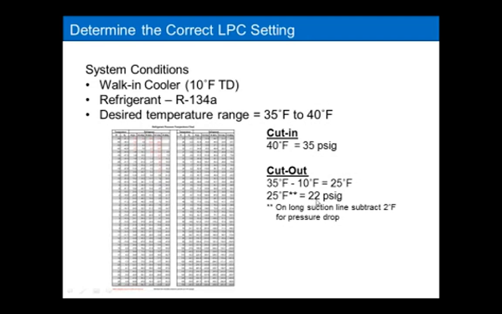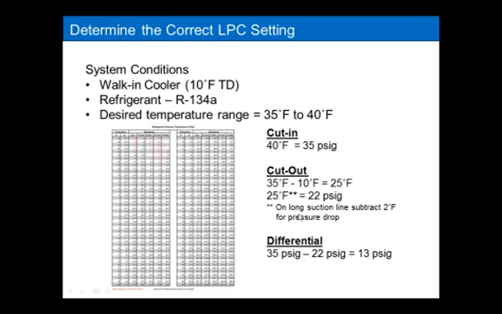22 pounds. I take 35 pounds as my cut-in value minus 22 pounds as my cutout value, and my differential setting is going to be 13 pounds. So for this application, a cut-in point of 35 with a differential of 13 would give me my desired results.